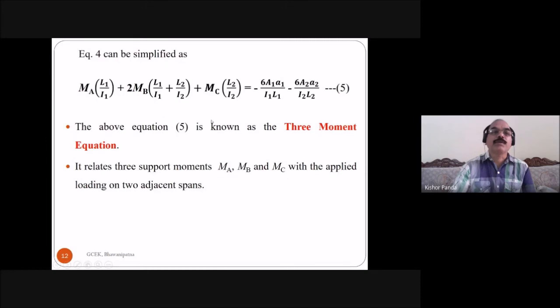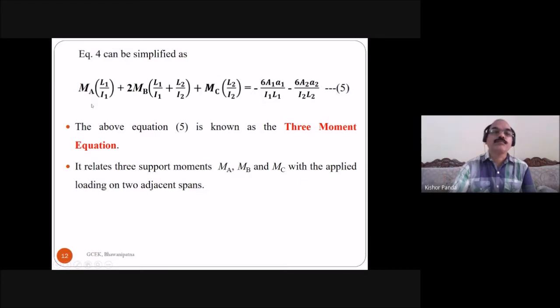Then after simplification, you will get the equation MA L1 by I1 plus 2MB times L1 by I1 plus L2 by I2 plus MC L2 by I2 is equal to minus 6 A1 small a1 by I1 L1 minus 6 A2 small a2 by I2 L2. And this equation is called the three-moment equation.